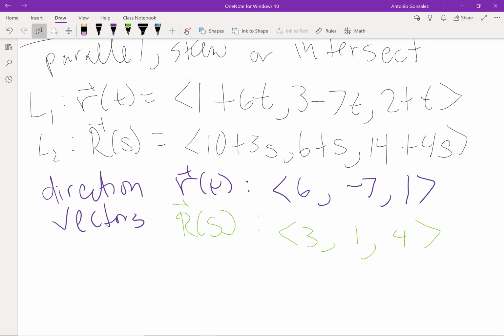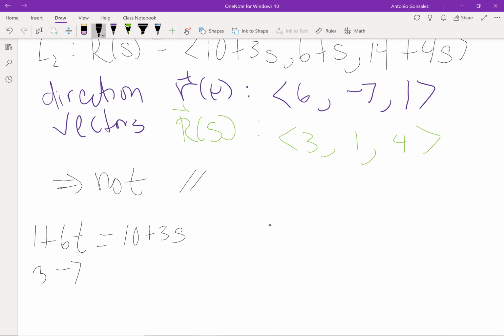And again, that's a symbol for parallel lines. So they are not parallel, so they either intersect or they are skew. Let me determine that by setting these equal to each other. So 1 plus 6t equals 10 plus 3s. 3 minus 7t is equal to 6 plus s. And then 2 plus t equals 14 plus 4s.